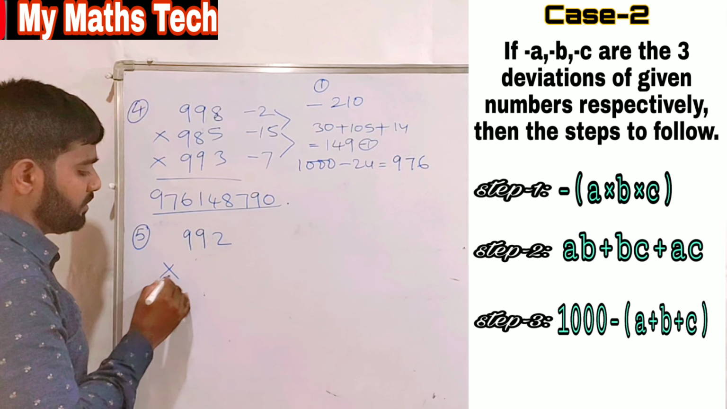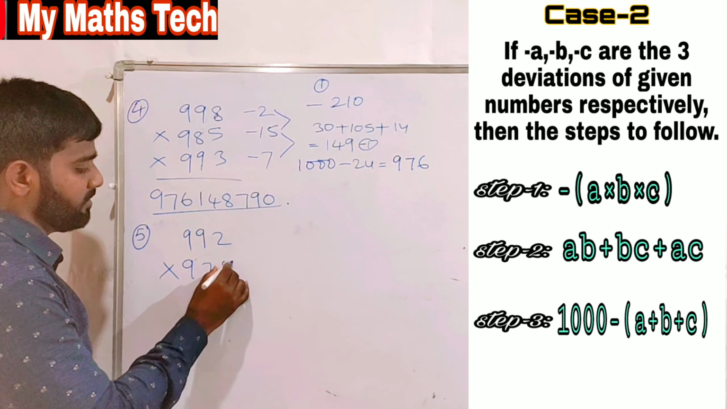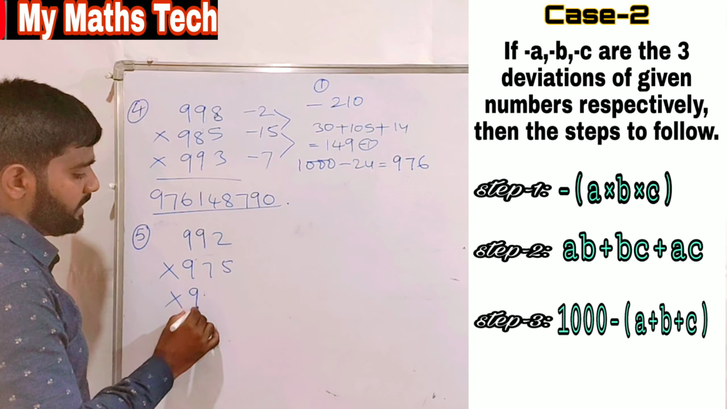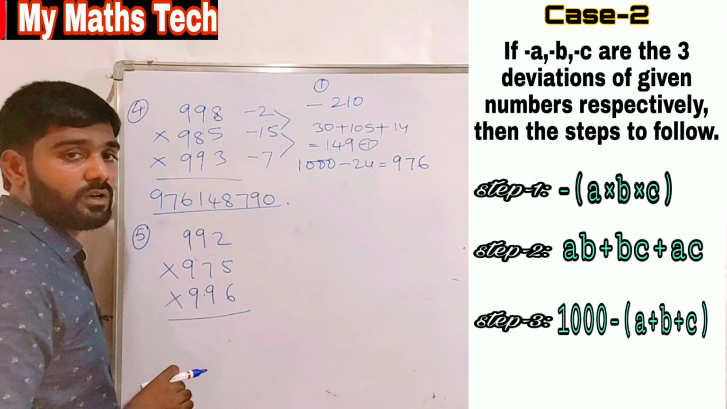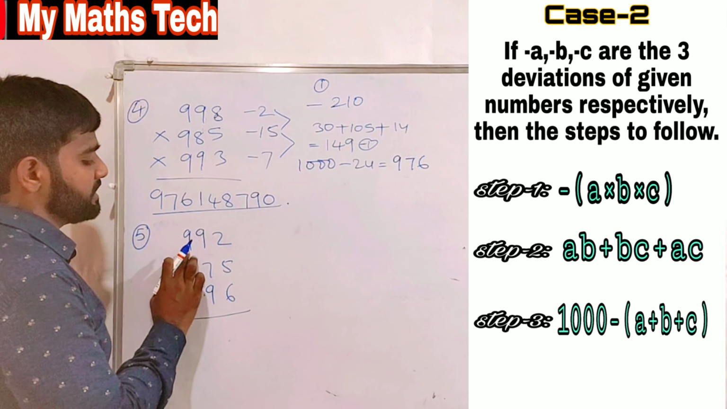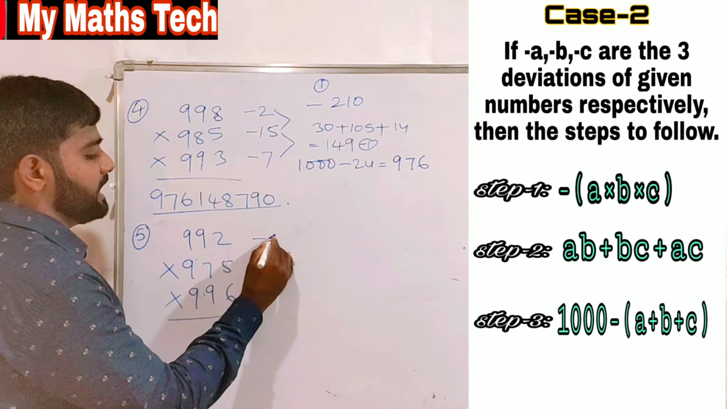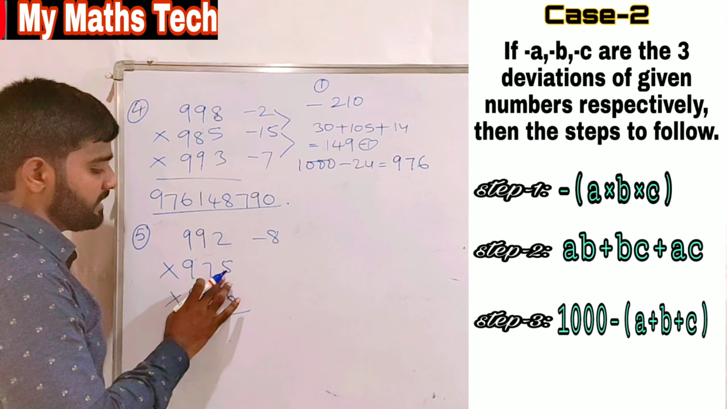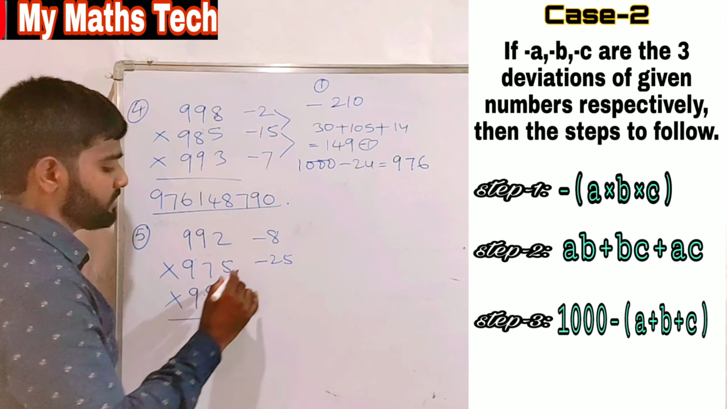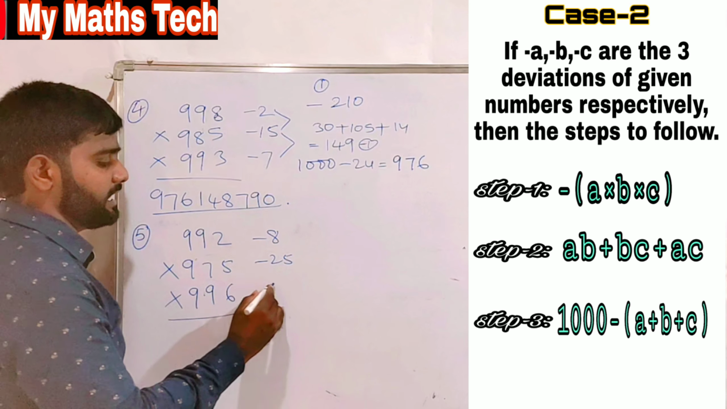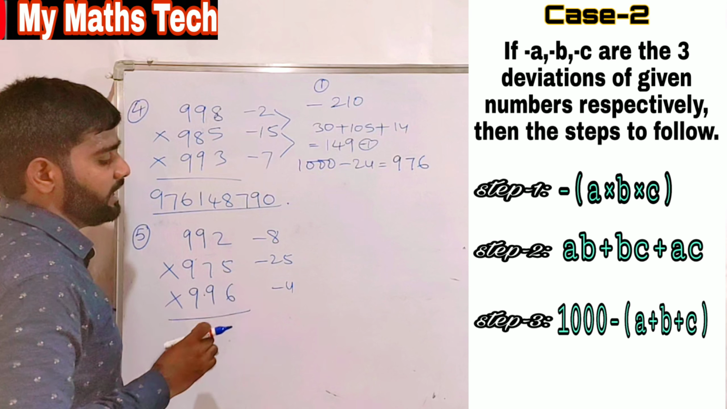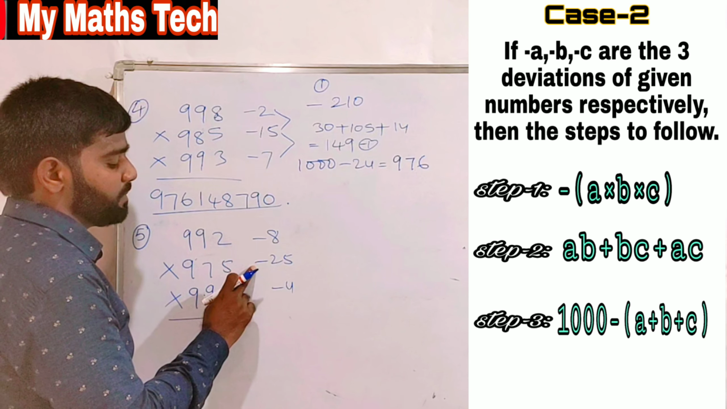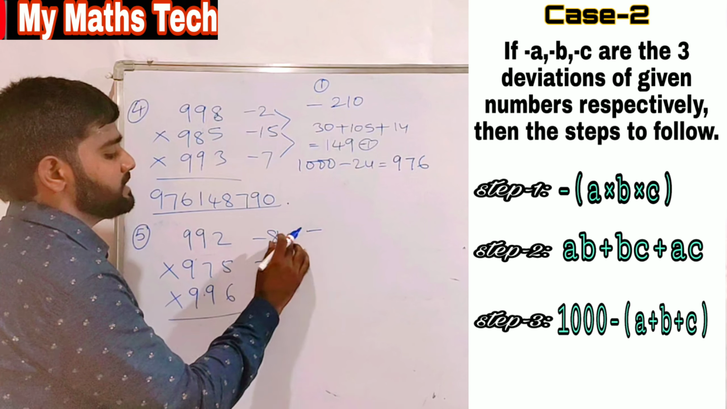992 into 975 into 996. Okay, let us find the deviations of the given three numbers. 992 is 8 less than 1000. 975 is 25 less than 1000. 996 is 4 less than 1000. Then the first step, we have to find the product of three deviations. Minus into minus is plus, plus into minus is minus.